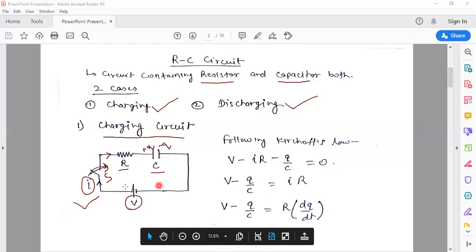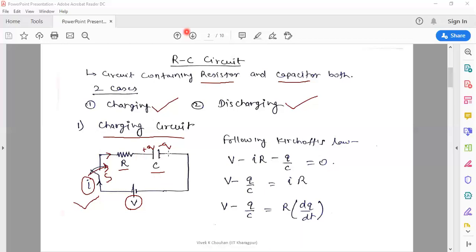When we move in the loop of the circuit, first let us start from this point. From this point, when we cross the battery, we cross the negative terminal of the battery and reach the positive terminal. So the potential difference we observe is plus V.